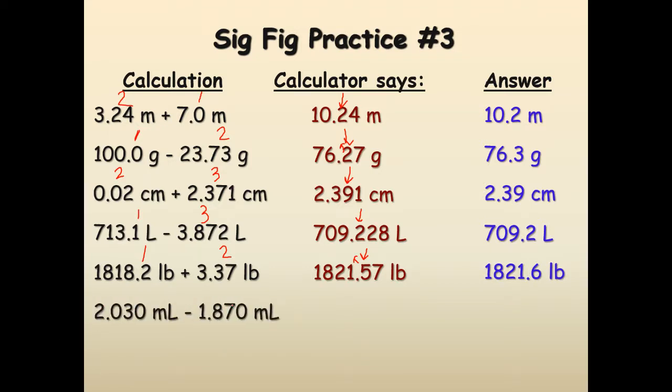2.030 minus 1.870. This one has 3 decimals. This one has 3 decimals. So I do the math. I have to have 3 decimals for my answer. If you look here, there's only 2 decimal places. Where do I get the third one from? So what number can I add here that is not going to change my answer? And that would be a 0, because the 0 was not there before, it doesn't exist. So it's still 0.16. So it's going to be 0.160. So you do need to watch for that. So that's how you do sig figs with adding and subtracting.